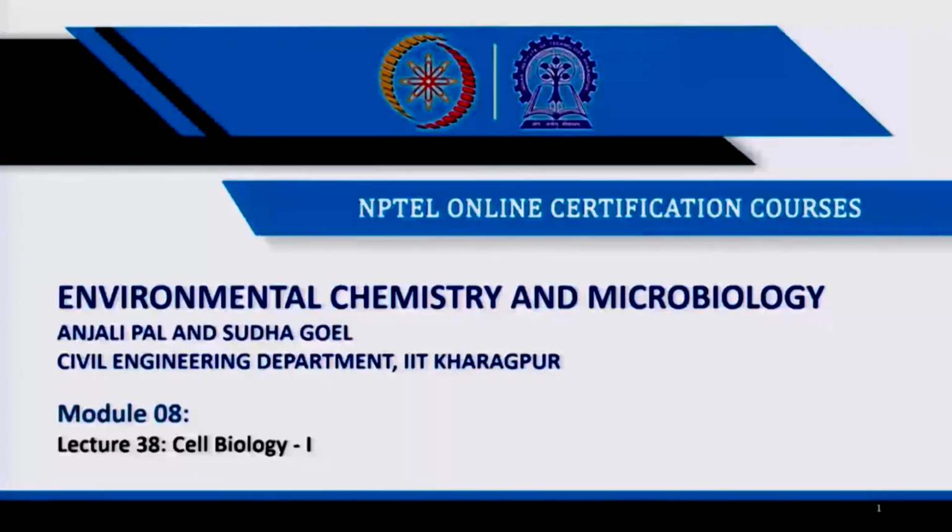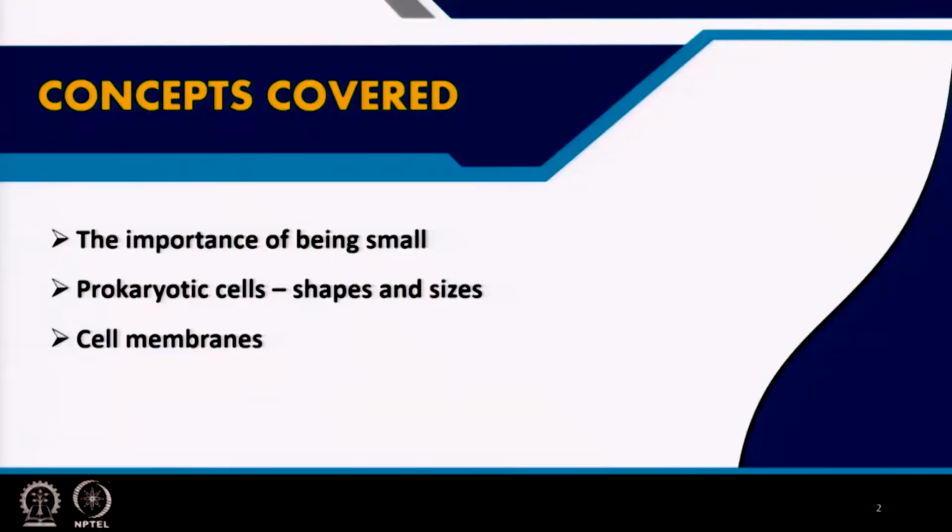We are going to start a new topic today called Cell Biology. Cell Biology has been split into 4 parts. We'll be covering this particular topic. So these are some of the topics that we're going to cover today. The first one is the importance of being small, and the textbook describes it as the cellular advantage.